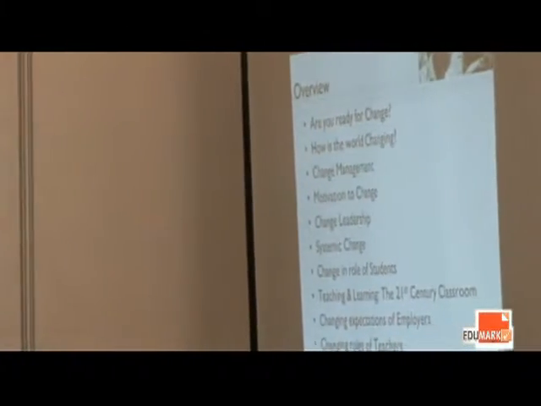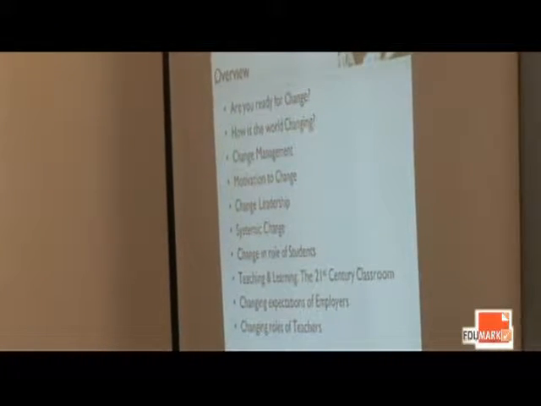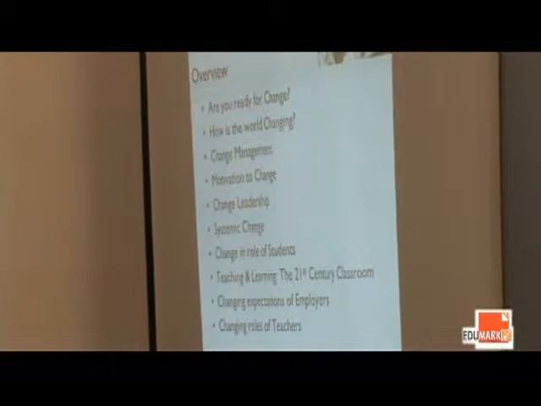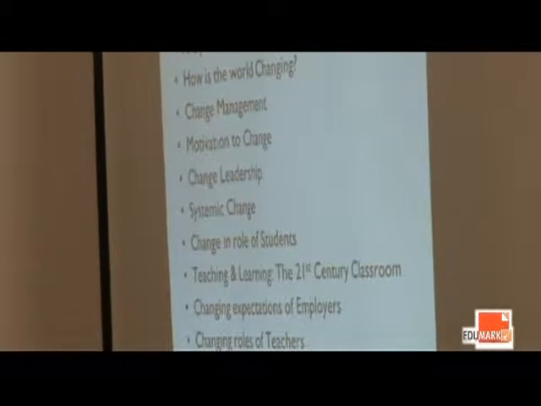So some of the things we're going to talk about is, are you ready for change? You have to ask yourself as a school, how is the world changing around us? What is change management? What is the motivation to change? Then leadership, systemic change. What is the changing roles of the students we're teaching? I'm sure Michael will say a few things about that. The kind of teachers, what is your role now in the 21st century?